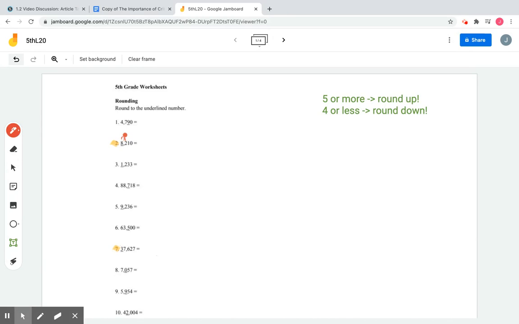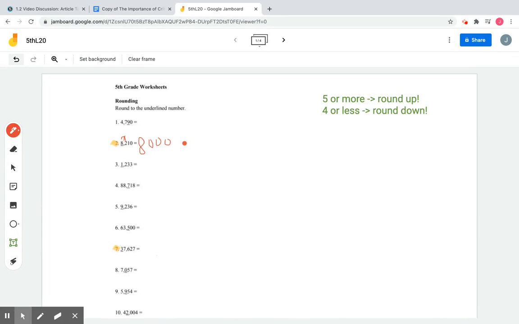And the rounding rule is pretty simple. If the number is 5 or more, we're going to just round up. And if the number is 4 or less, we're going to round it down. So 2 is obviously less than 4. So we have to round it down, and all the numbers on the right side will be zeros, and the number on the left side will stay the same because we rounded it down. So it will be 8,000.